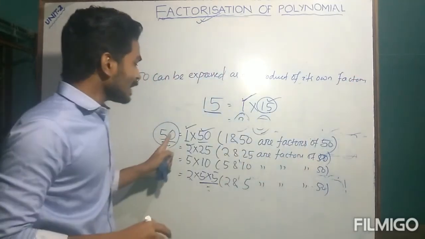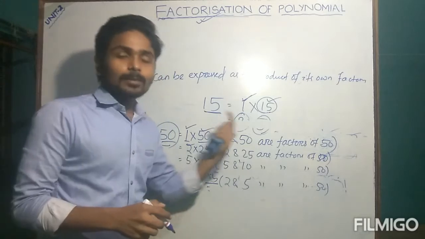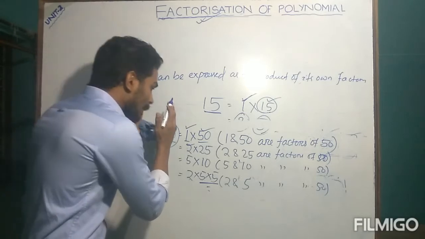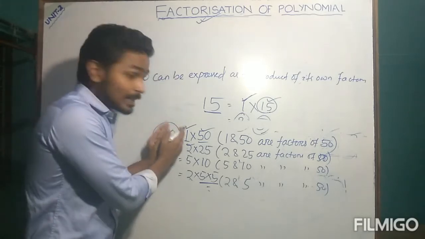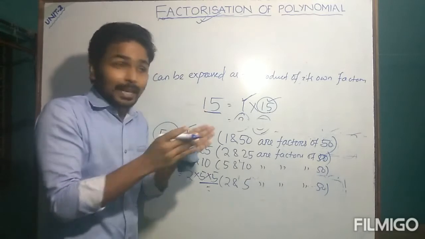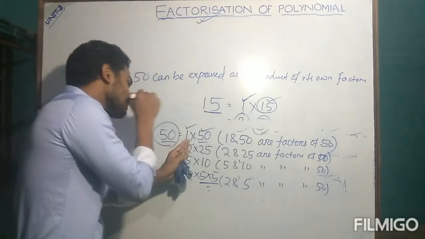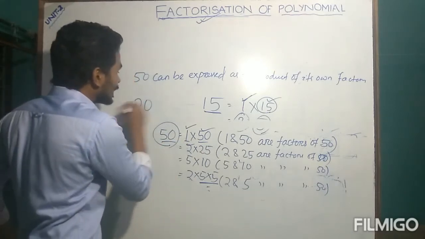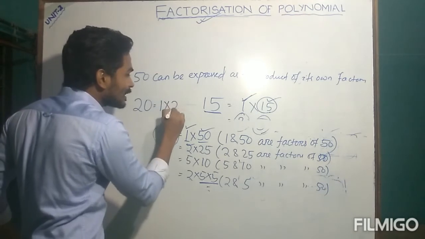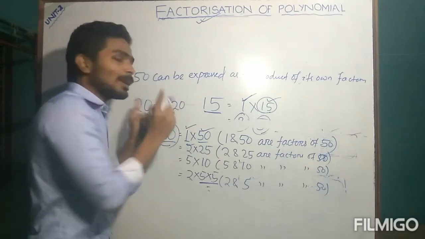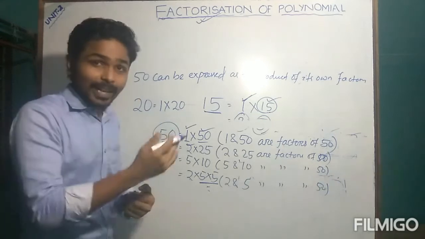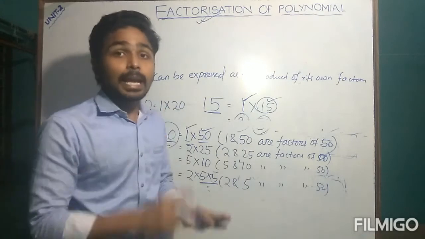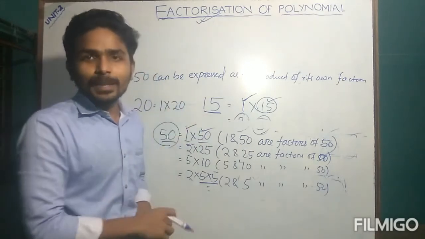Yes, because 50 can be written as 1 into 50. 1 is a factor, 50 is also a factor. So a number can be expressed as the product of another two terms, and the two terms will be the factors of the same number. Here you can take 20. 20 can be expressed as 1 into 20. That means we can say 1 and 20 are the factors of 20. Or we can say 20 can be expressed as the product of 1 and 20, and that 1 and 20 are the factors of 20.